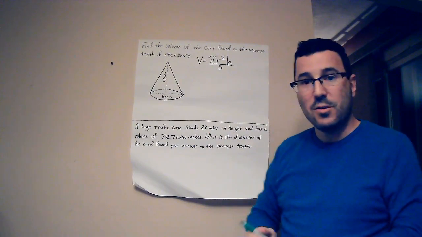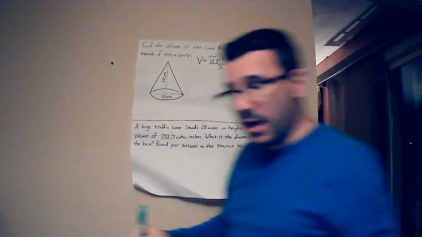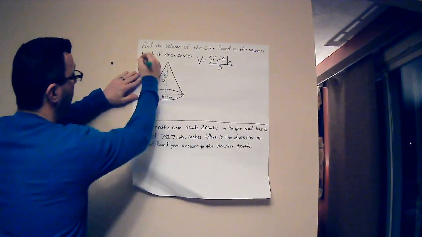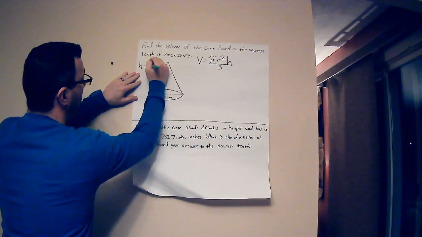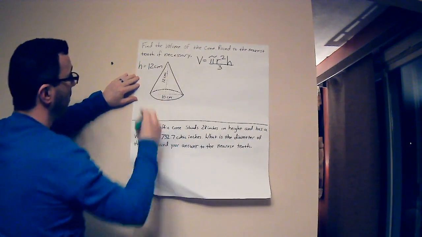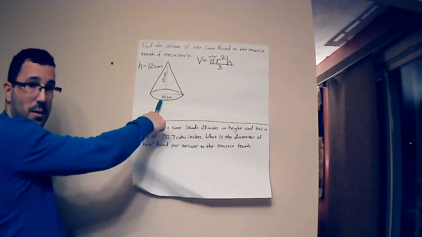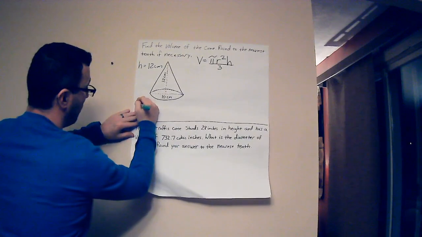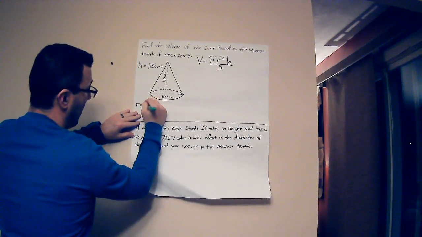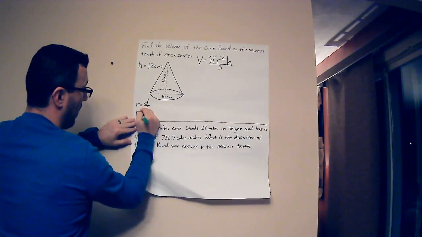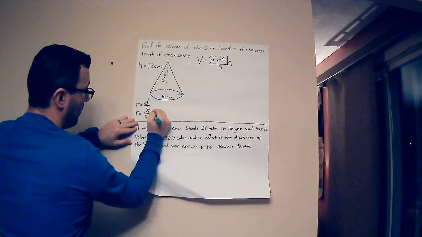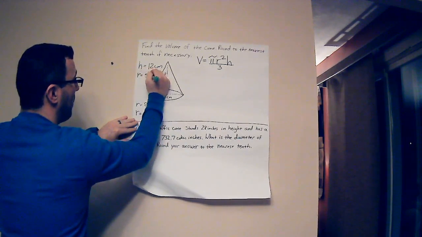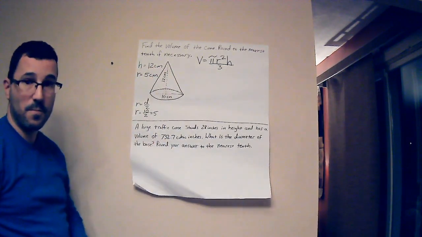Okay? So, we look, and again, I'm going to look over here at my picture. I have a height of 12 centimeters. But they didn't give me the radius, they gave me the diameter. I have to remember that the radius is half the diameter. So my radius is going to be 10 divided by 2, or 5. So my radius is going to be 5 centimeters.